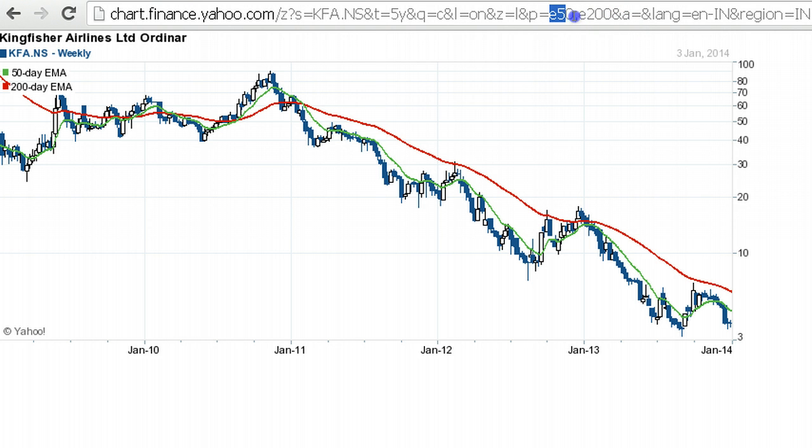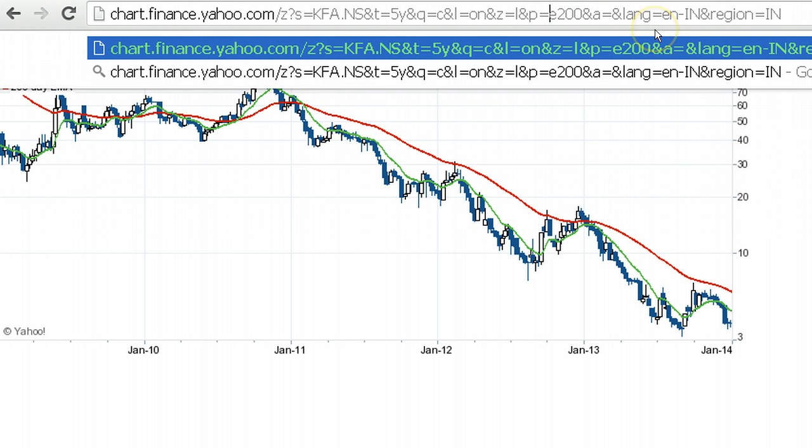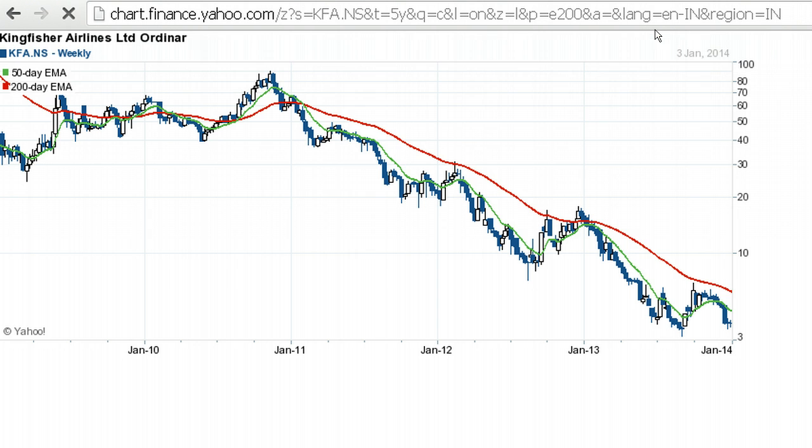Just for more clarity, let me take out the 50-day EMA line here for a minute. Okay, so I've taken out the 50-day EMA line. You can see that there's only been some time when the stock has actually gone above the 200-day EMA, and it has stayed below it mostly.